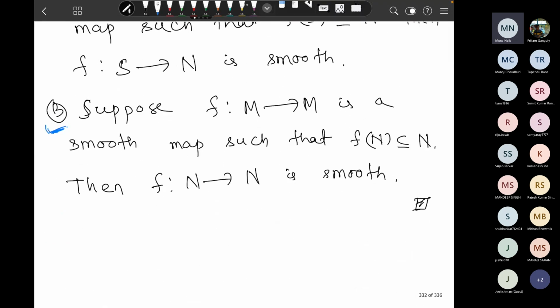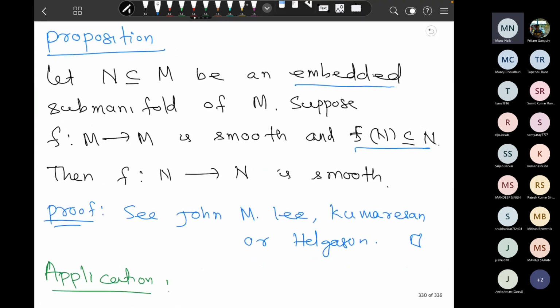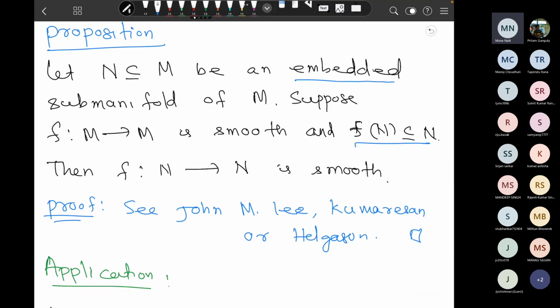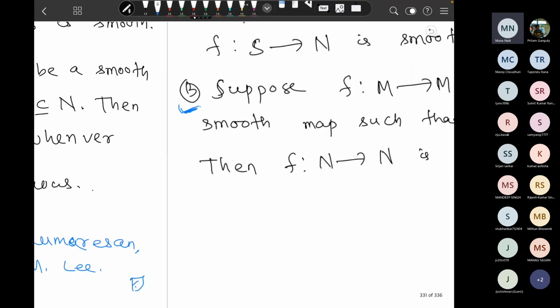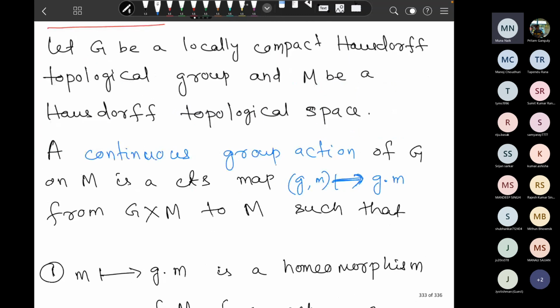Okay. And the last thing is the proposition which I wrote in the beginning. Suppose F from M to M is a smooth map so that F(N) is a subset of N. Then F from N to N is smooth. For the time being, this proposition which I wrote in the beginning is going to be important, and you have to remember this thing. Okay. Now, these are also important things. They will come on different occasions.